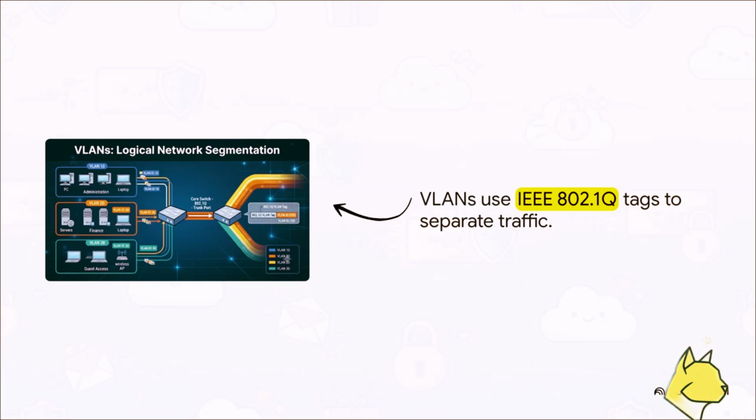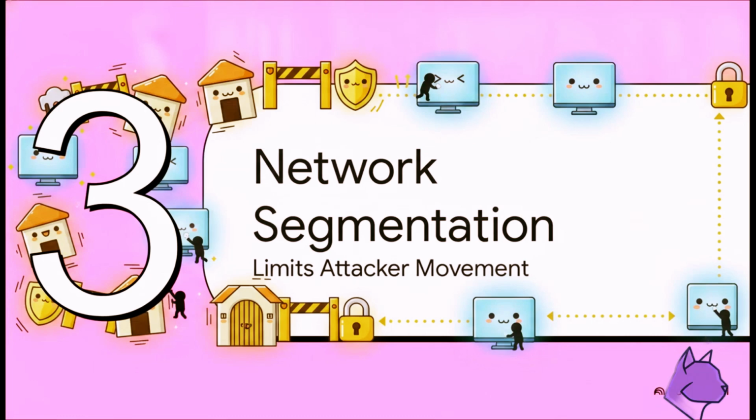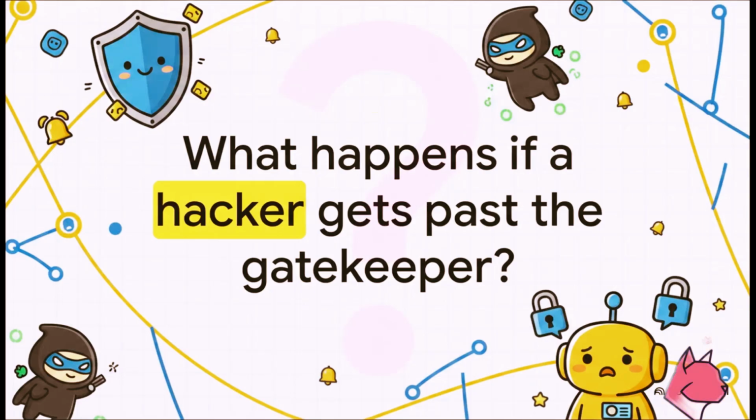SOC analysts actually use these exact configurations to monitor and control network traffic every single day. And that brings us to Section 3, Network Segmentation Limits Attacks. Let me pose a critical scenario for you as a beginner in cybersecurity. What happens if a hacker actually gets past the front desk gatekeeper? If that perimeter firewall is compromised? How on earth do we stop the threat from freely wandering the halls and taking whatever they want?